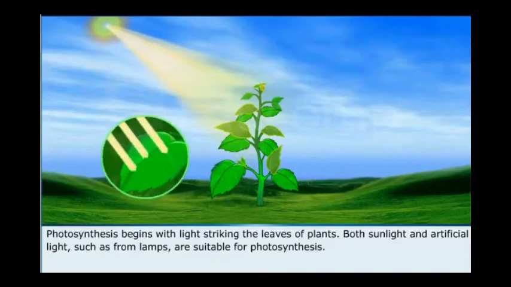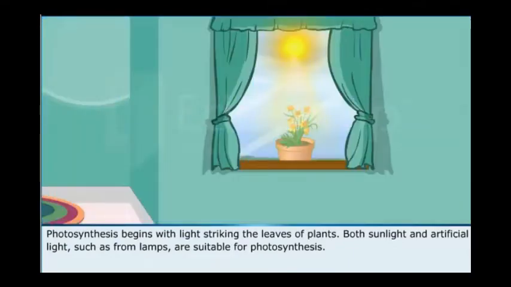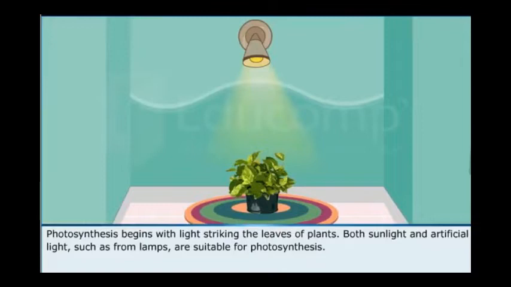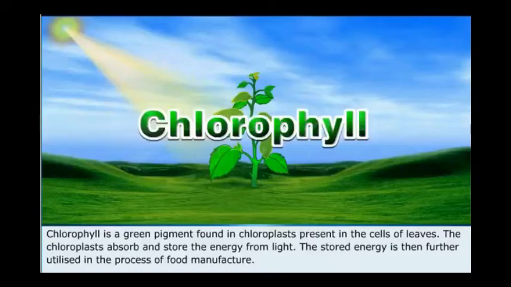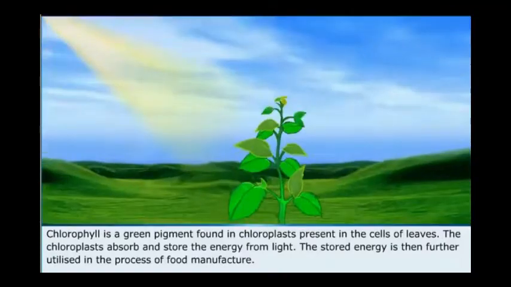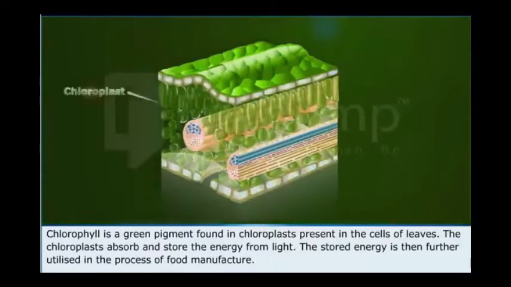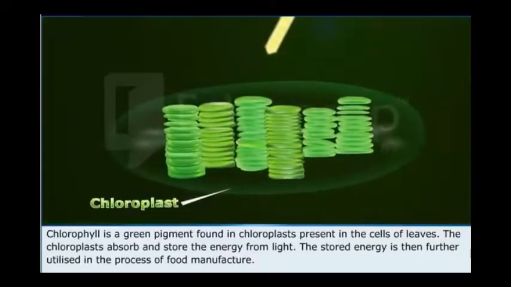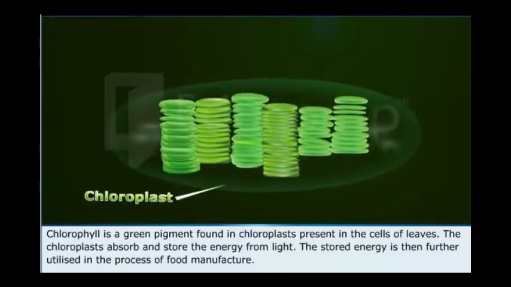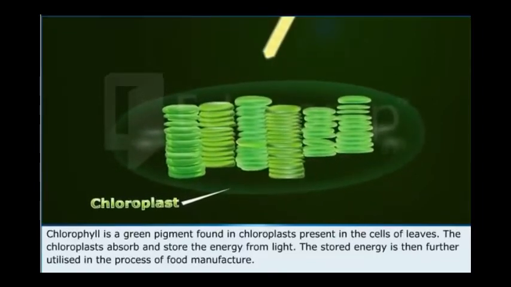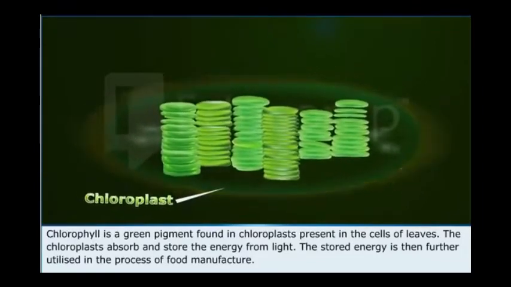Photosynthesis begins with light striking the leaves of plants. Both sunlight and artificial light, such as from lamps, are suitable for photosynthesis. Chlorophyll is a green pigment found in chloroplasts present in the cells of leaves. The chloroplasts absorb and store the energy from light. The stored energy is then further utilized in the process of food manufacture.